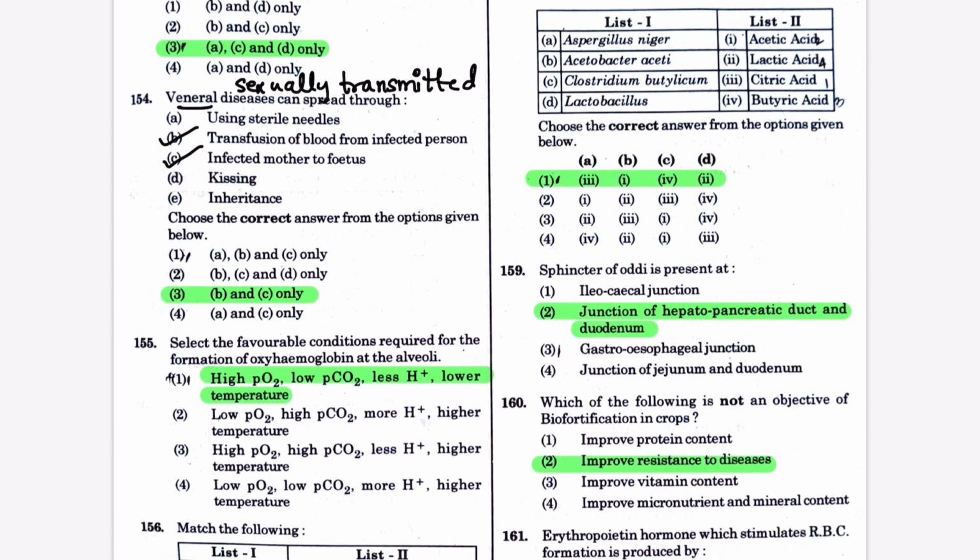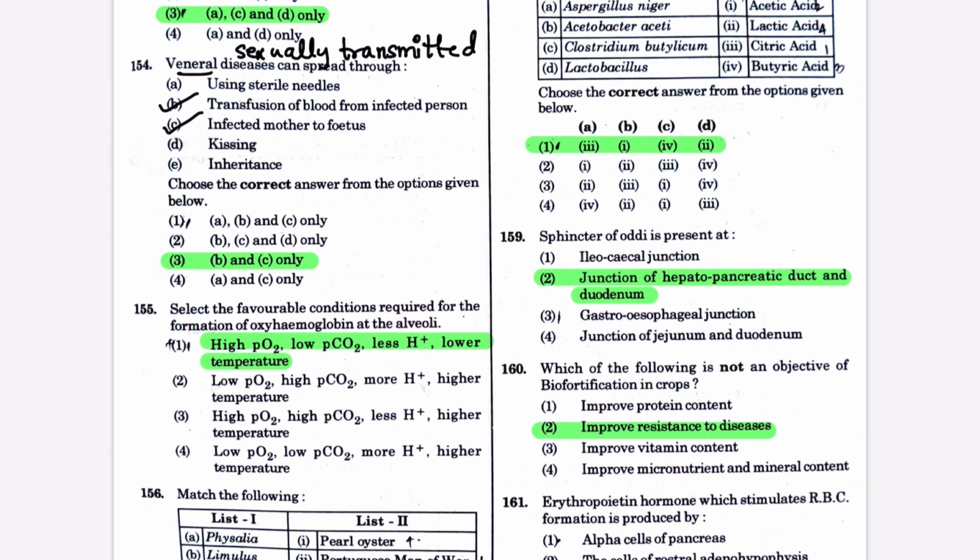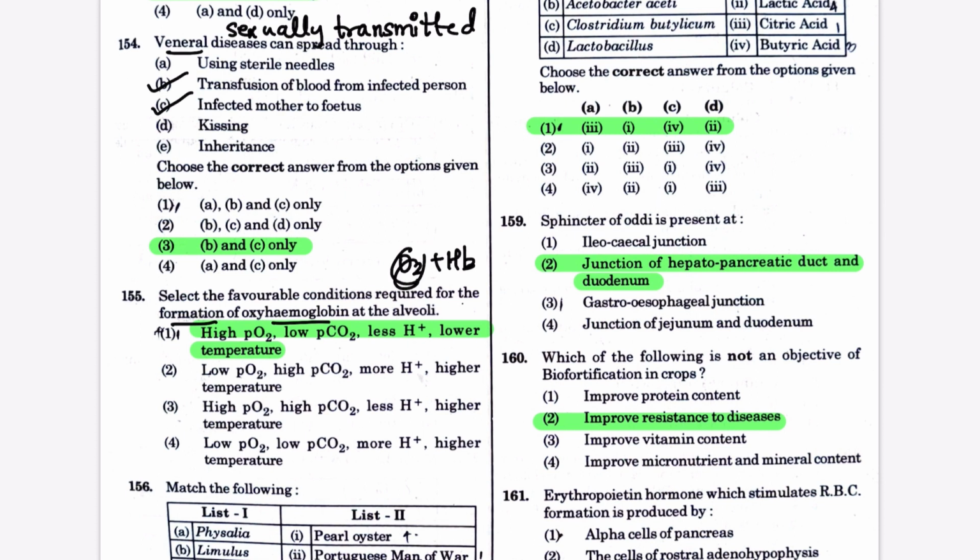So 155, they are asking you to select the favorable condition required for formation of oxyhemoglobin, which is association of oxygen and hemoglobin. So obviously if oxygen and hemoglobin have to associate, the oxygen must be more in amount, right? So high partial pressure of oxygen, low partial pressure of carbon dioxide. And with that you must have less hydrogen ion and lower temperature also. So option 1 is right.